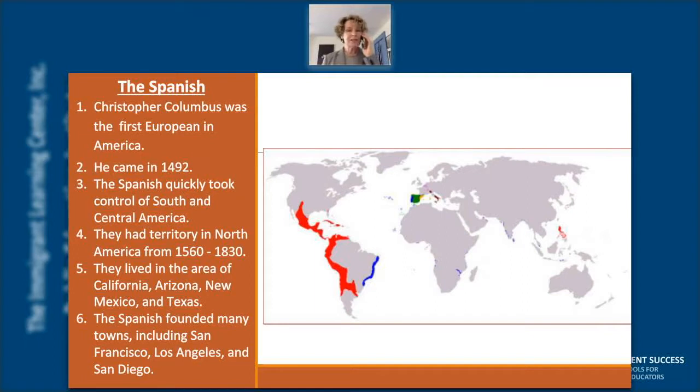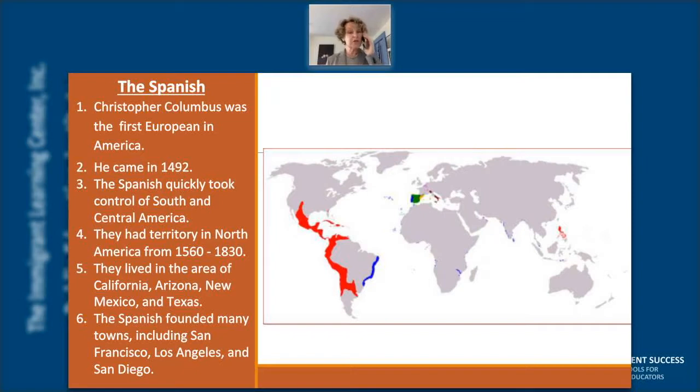Then we went into the Spanish. We spent a lot of time on the map and understanding what's a continent, what's a country, and we talked a lot about Europe. And so here they located Spain and they located Portugal, and then they looked at the kind of settlement that occurred about 500 years ago. So here I talk about Christopher Columbus, 1492. The Spanish quickly took control of South and Central America.